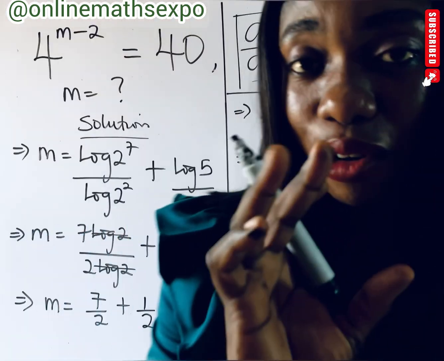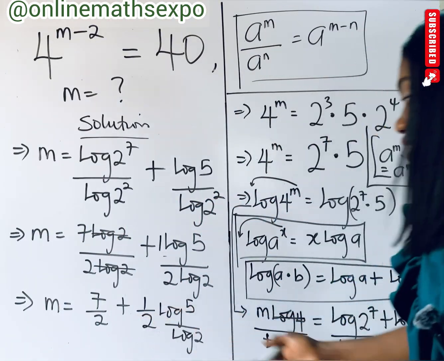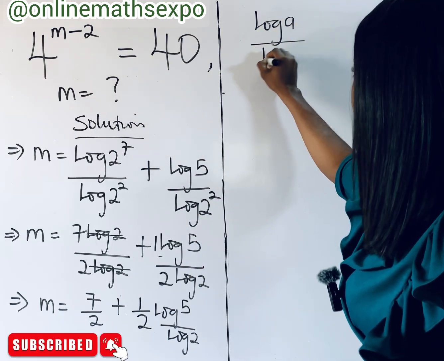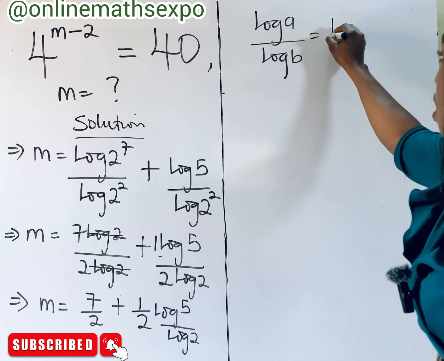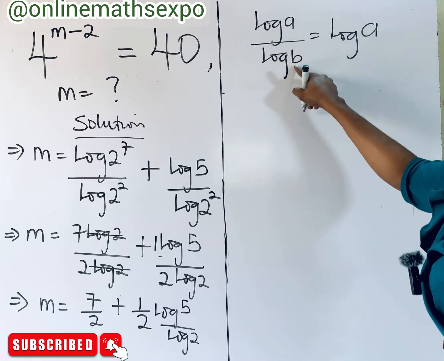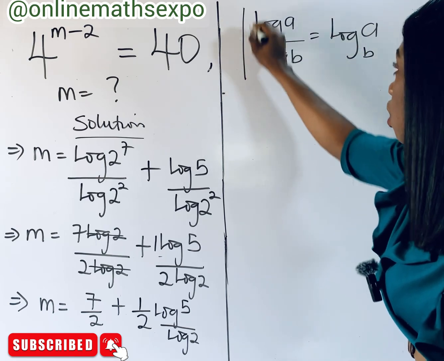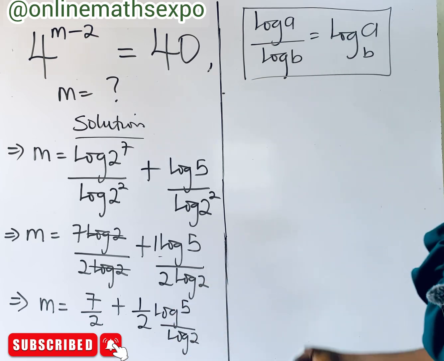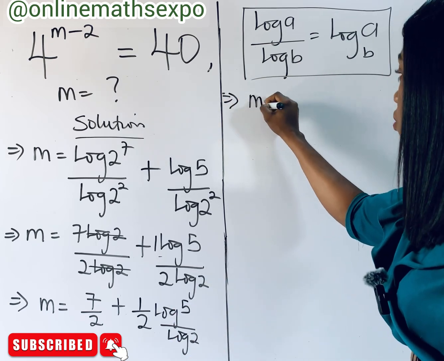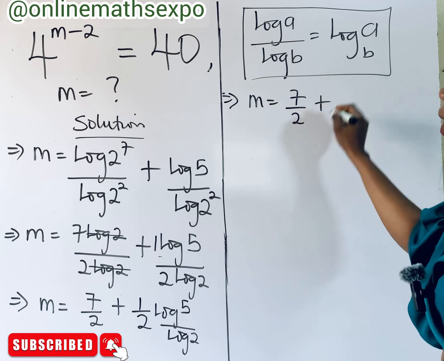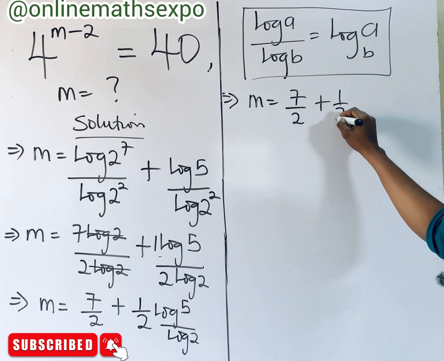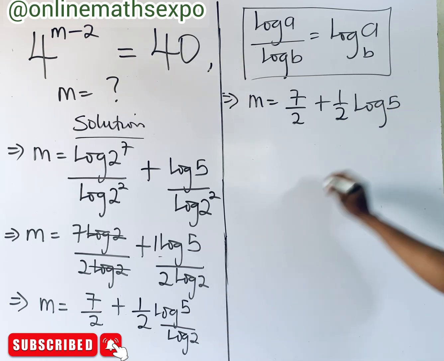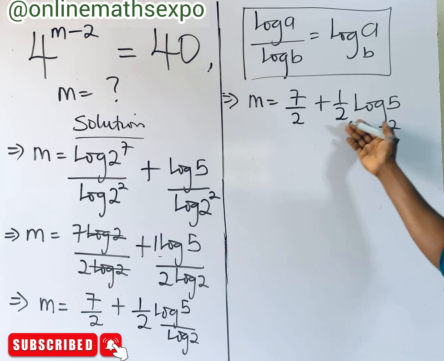Let me quickly remind you of another rule that will guide us to simplify this. And that rule says, for every log a divided by log b, it is the same as log of a, then this b will turn to base, okay? We call it the change of base rule. So we're going to apply it here to simplify. So in that case, we're going to now have m is equal to 7 over 2 plus half of log, then we now have 5. This 2 becomes the base. Did you see that? So this is the value of m.